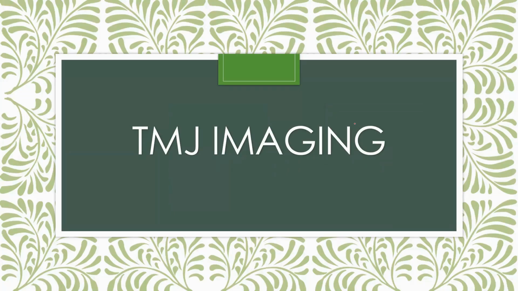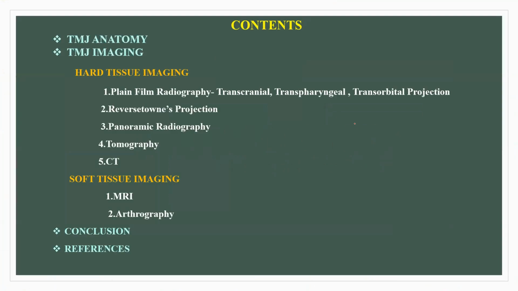Good evening, everyone. In today's session, we'll be discussing TMJ imaging. The contents include TMJ anatomy and TMJ imaging, which will be discussed under two headings, hard tissue imaging and soft tissue imaging. Under hard tissue imaging, we'll be talking about plain film radiography, which includes your transcranial, transpharyngeal, and transorbital projection. Then comes your reverse Towne's projection, panoramic imaging, and tomography. In soft tissue imaging, we'll talk about MRI and arthrography, and then we'll conclude the session.